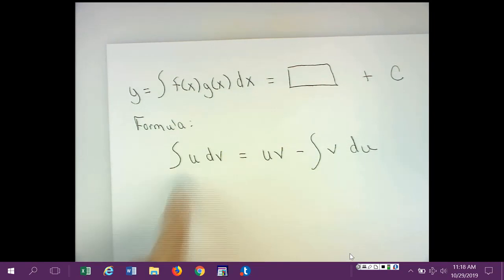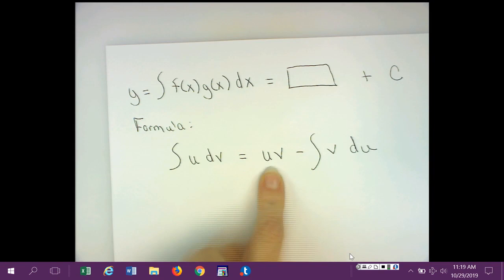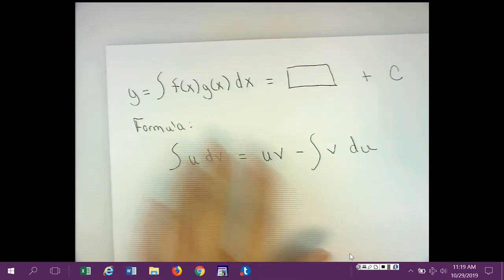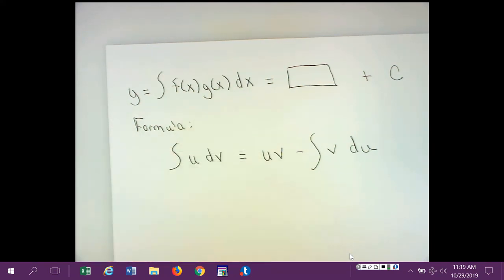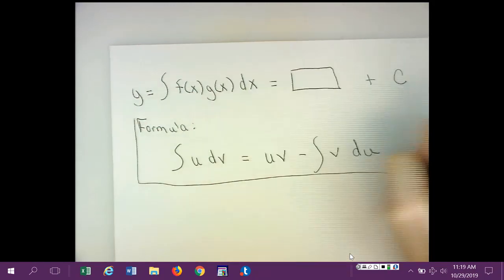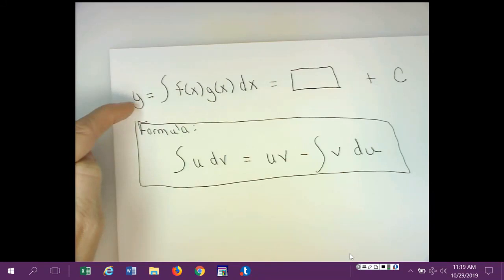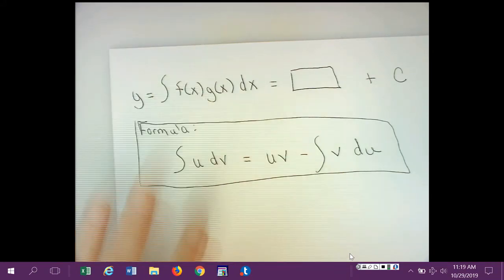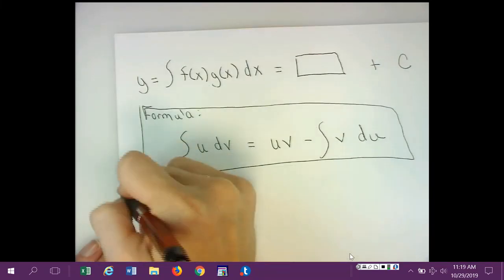It reads, the antiderivative of u with respect to v is equal to u times v minus the antiderivative of v with respect to u. And you may say to yourself, where is f, where is g? You have u and v. In the proof of the formula, you will see how we start out with an integral that looks like this, a product of 2 functions as an integrand, and we will derive this formula in terms of variables u and v.